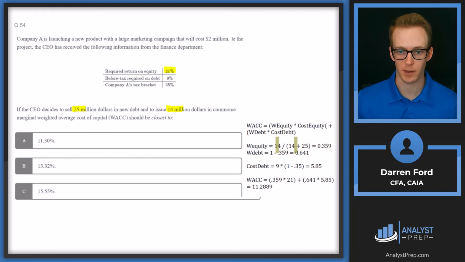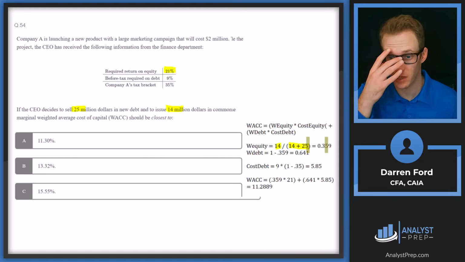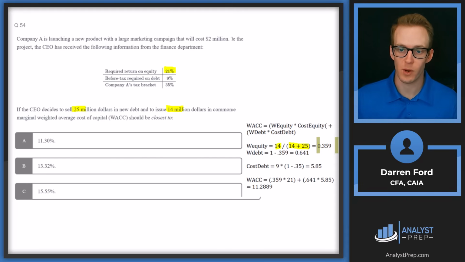And we see we have that right here. So the weight is 14 divided by 14 plus 25. So it's essentially, of all the new money we're bringing in, how much of that is going to be equity. So that gives us 0.359, and that's going to be multiplied by 21%, which we can see down in our final formula here.